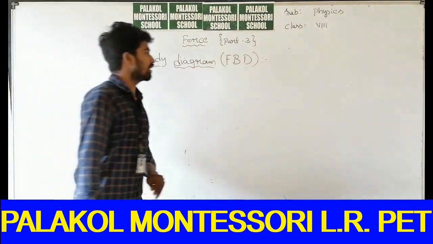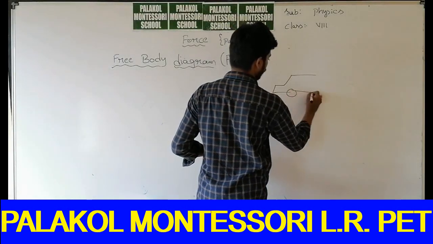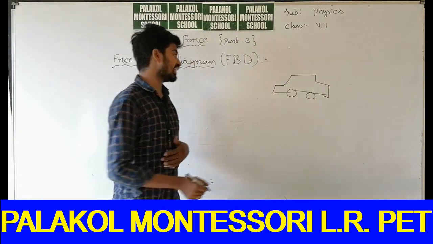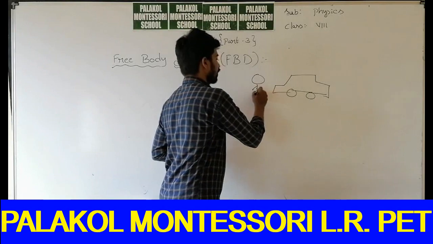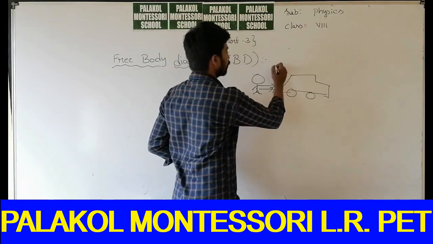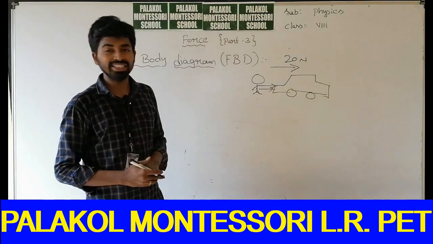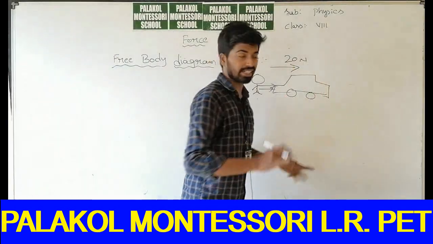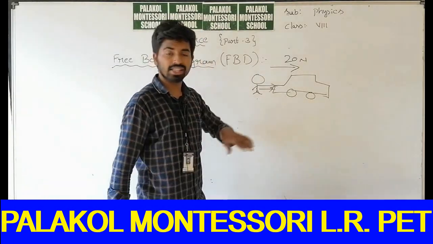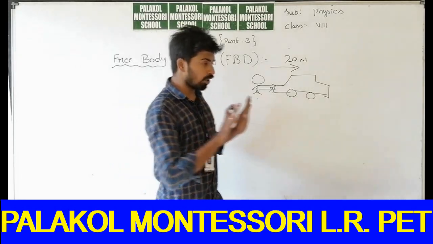So for example, there is a car here, and the car has got some trouble, and someone is pushing the car. So you have applied a force of 20 newtons in this direction. Since the wheels of the car are in contact with the surface, what happens to the motion of the car?